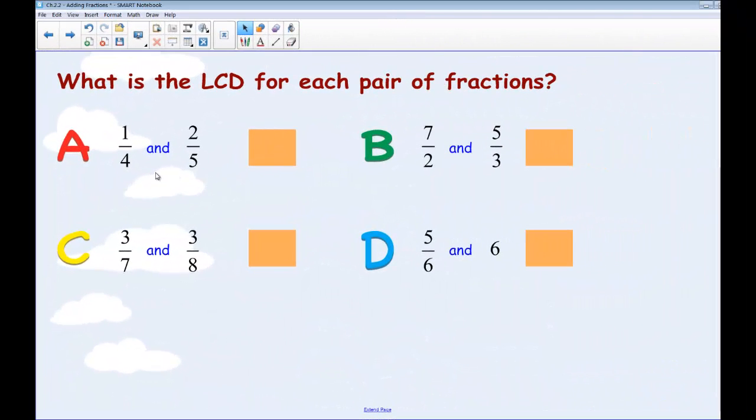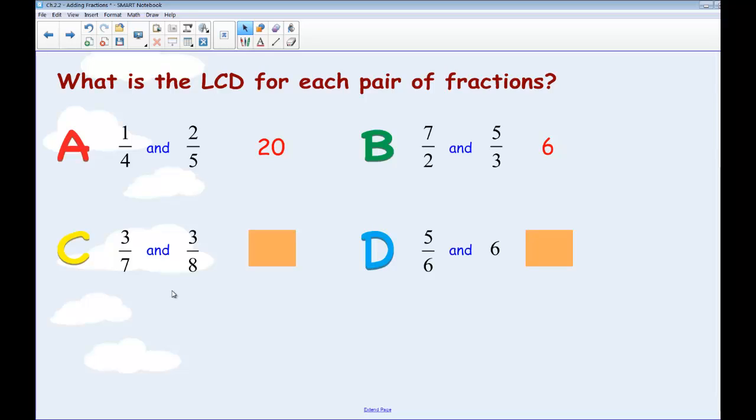Okay, so in question A we have 1/4 and 2/5. The LCD, the lowest common denominator, is 20. In B, 7/2 and 5/3, the LCD is 6. So if you recall how to find the LCD, one simple way is you take the two denominators, the 4 and the 5 in question A here, multiply them together and you get 20. In question B, 2 and 3 are the denominators, so you multiply them together and you get 6. Now this doesn't always work, but it's a good starting point to help you find out what the LCD is.